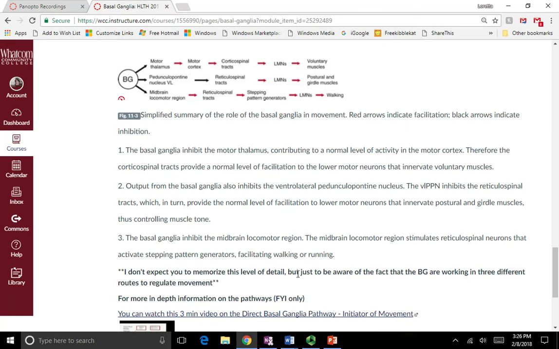They can also inhibit the PPN, which has an effect on the postural and girdle muscles. So the motor thalamus inhibition affects voluntary muscles. The PPN inhibition affects postural and girdle muscles. And then there is an effect through the midbrain locomotor region, which affects walking. I put this in bold in the module too. I don't expect you to memorize this level of detail, but just be aware that the basal ganglia are working in three different routes to regulate movement through the motor thalamus, the PPN, and the midbrain. That's all I need you to know.